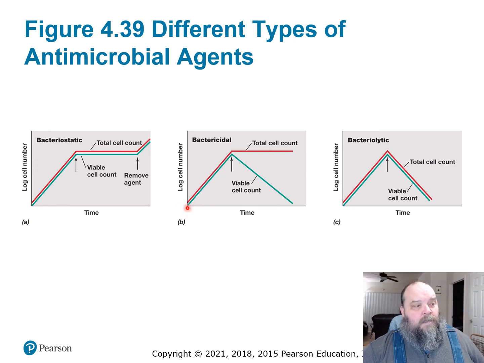Bactericidal, on the other hand: you allow things to grow, then you add in your bactericidal compound. The number of viable, living cells will plummet. Total cells stays there, because remember, that is living and dead, and this is just living. And then the bacteriolytic: everything goes up, everything goes down, because the bacteriolytic makes everybody break in half, split open. So you have no total cells, living and dead, left to count.